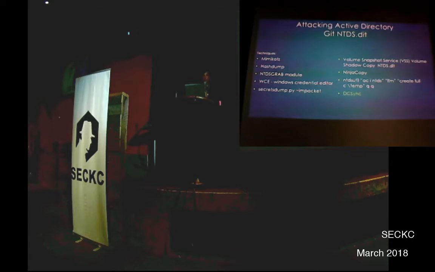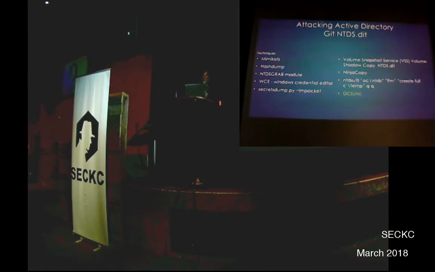Obviously, on the box, you can run things like Mimikatz, hash dump. There's a tool called NTDS grab, Windows credential editor, and secretsdump, which is part of that Impacket tool we talked about. The volume snapshot service is a slightly popular one that can be useful. And Ninja Copy is basically the PowerShell version of doing a volume snapshot, which basically tells the DC that I need to take a backup of the NTDS file, take a backup of it, but give it to me afterwards.